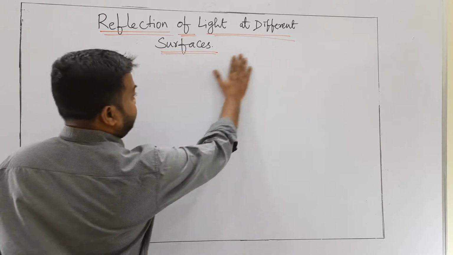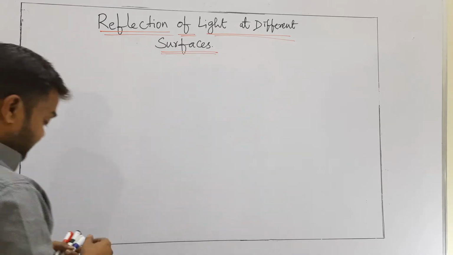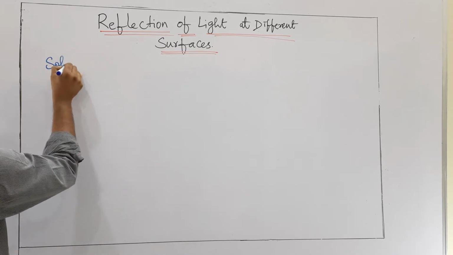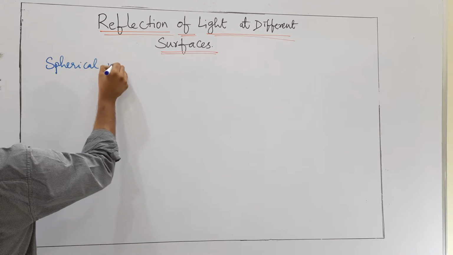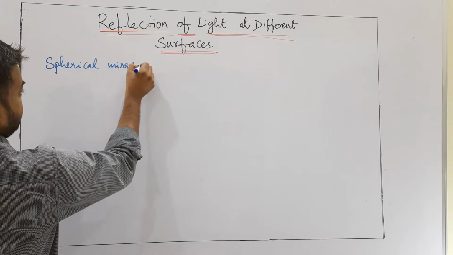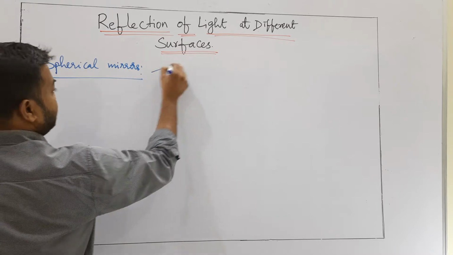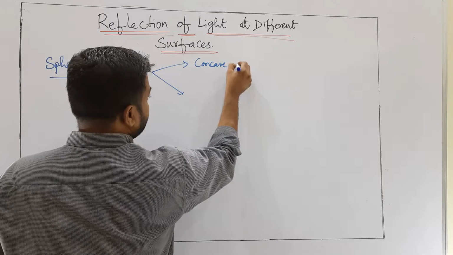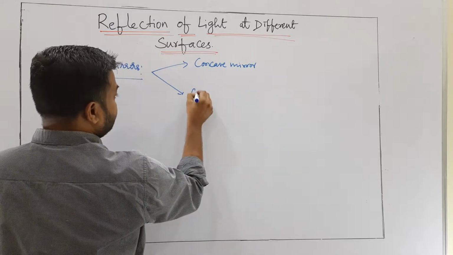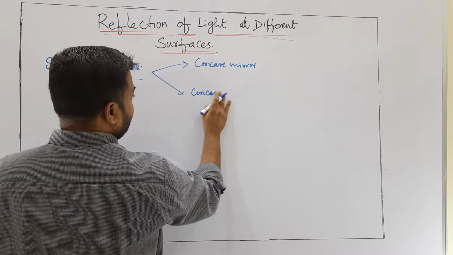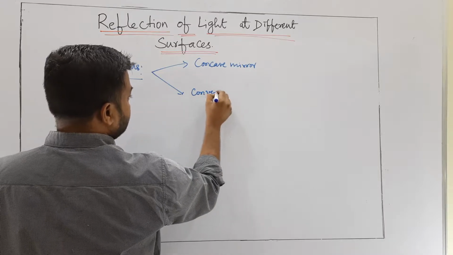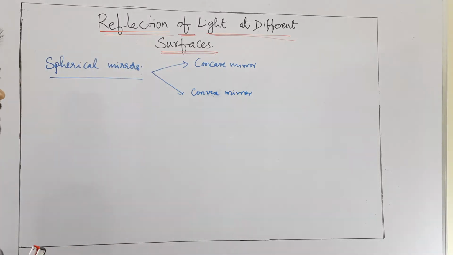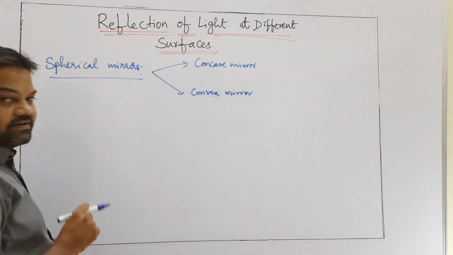We have two types of mirrors that we call spherical mirrors. In the spherical mirrors, we have two types: one is the concave mirror and another one is the convex mirror. Like this, we have two types of mirrors.